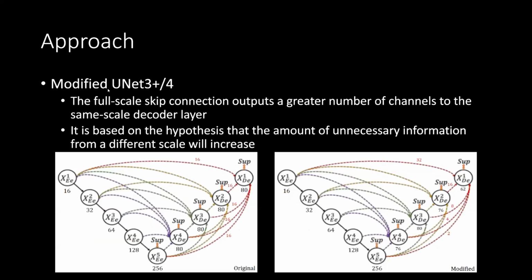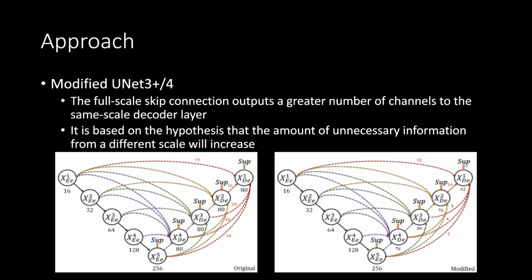So I will modify the UNet 3+ model. The first modification is that I will make it smaller because of my hardware constraint. The second modification is that the full-scale skip connection outputs a greater number of channels to the same scale decoder layer. It is based on the hypothesis that the amount of unnecessary information from a different scale will increase. To be more specific, a one-level difference causes a decrease in the number of input feature maps by a factor of 2, starting from 32 feature maps at the same level.